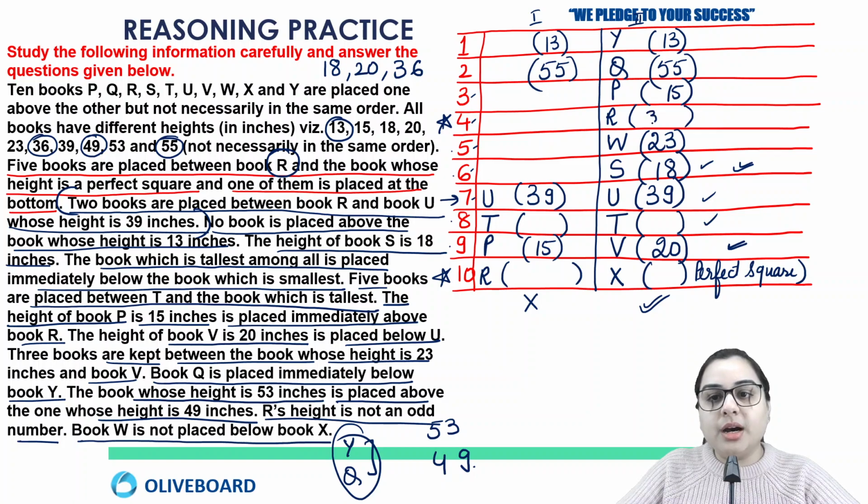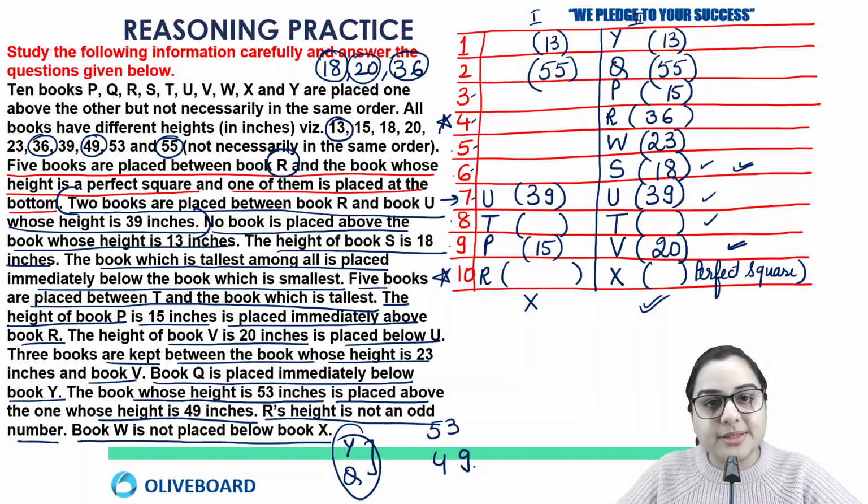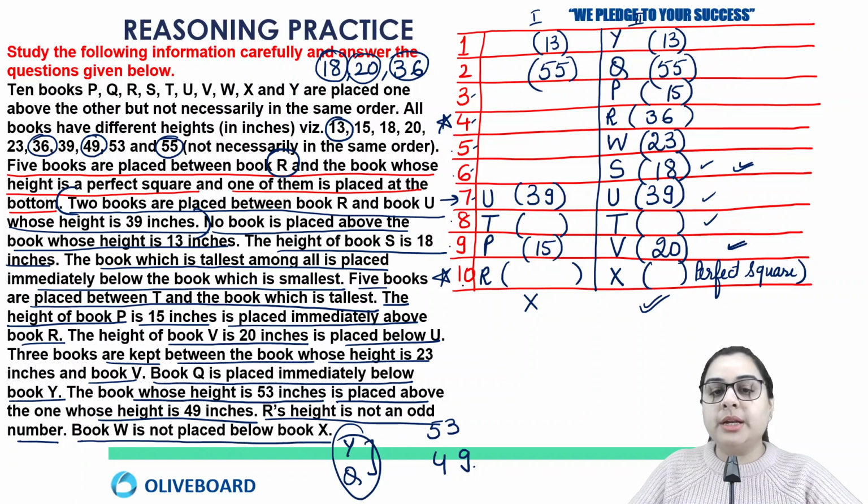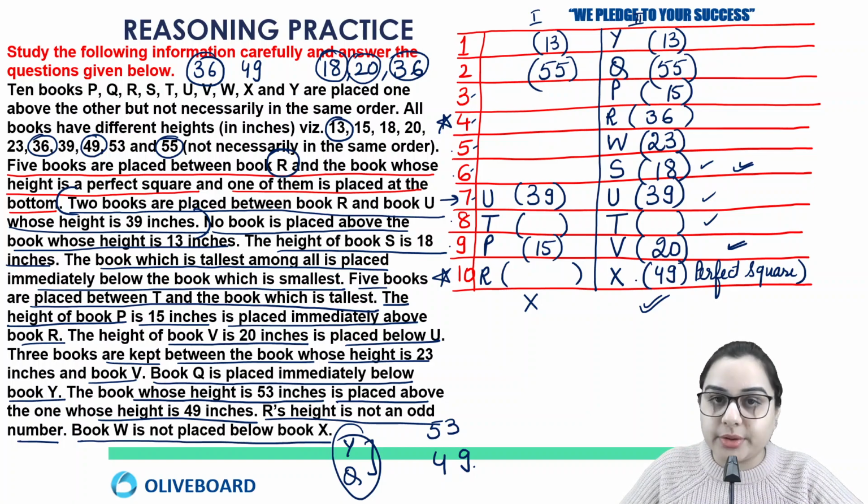So on R we are going to write 36 inches, because there were three possibilities for R, that is 18, 20 and 36. But 18 and 20 are already occupied on the 6th and 9th positions. So we are left with just one number, 36, which will be filled on R. And because on the 10th position we have to write a perfect square, and there were two perfect squares, 36 and 49, but 36 we have already filled on the 4th position, on the 10th position we are left with just one number, which is 49.